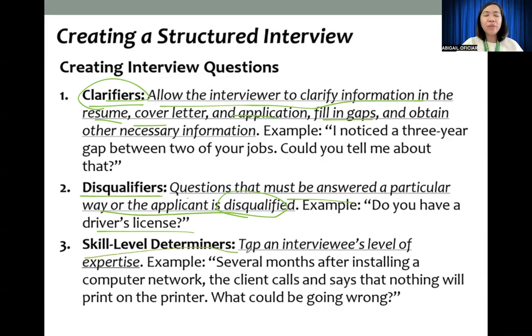Next is skill level determiner. This one is to test an interviewee's level of expertise. Example, several months after installing a computer network, the client calls and says that nothing will print on the printer. What could be going wrong? Okay, so here our focus is the skill. So you have to review the KSAOs, kung ano yung skill na kailangan niya dun sa trabaho na yun. And then you create a question, no, maybe a situation, that will look into the skill of the applicant.